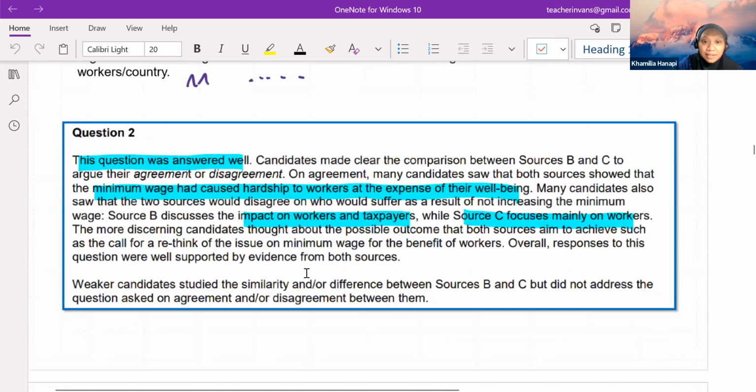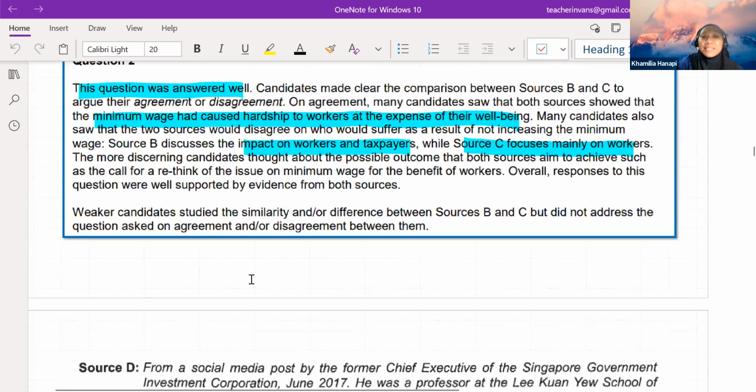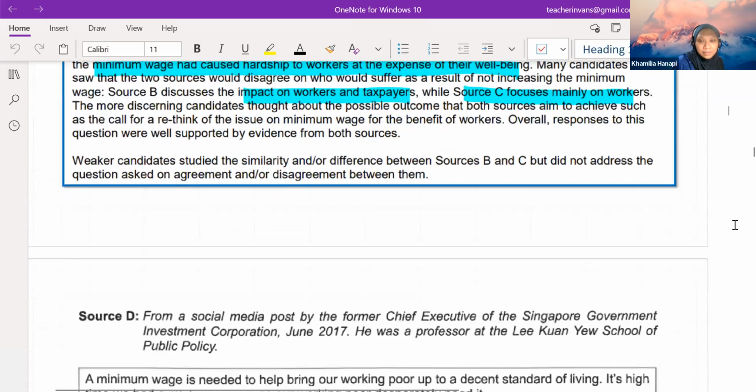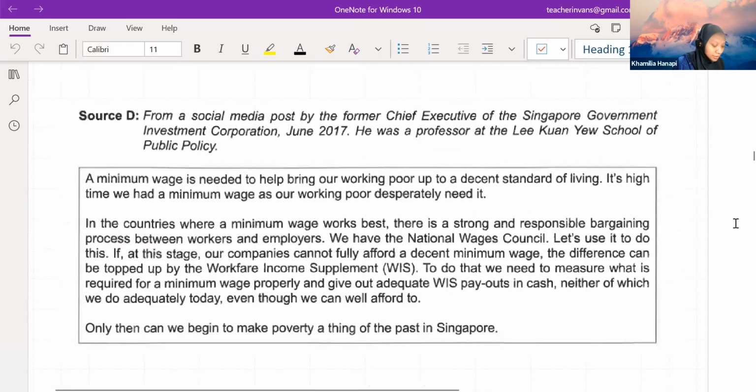Now, weaker candidates studied the similarity or differences, but didn't answer the question on agree or disagree. So this is what I was telling you. Okay, all right. Now, moving on to question D. Question D is a utility question.